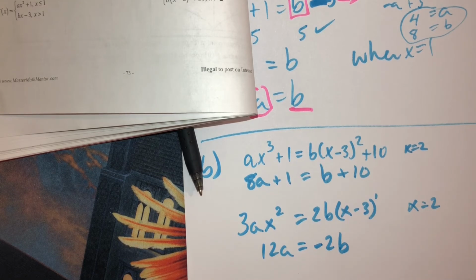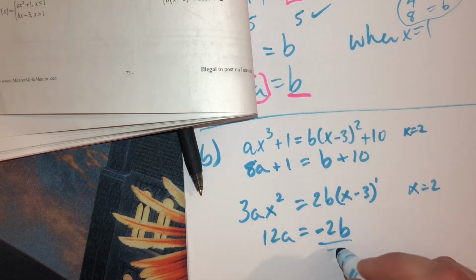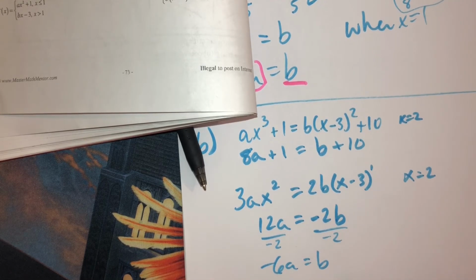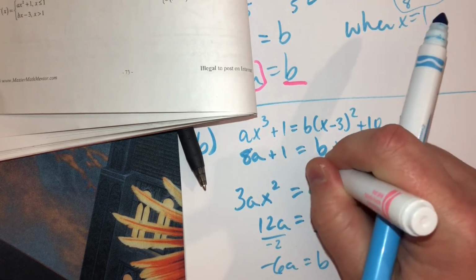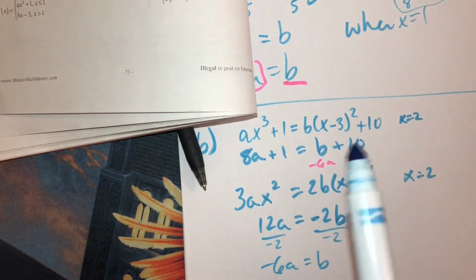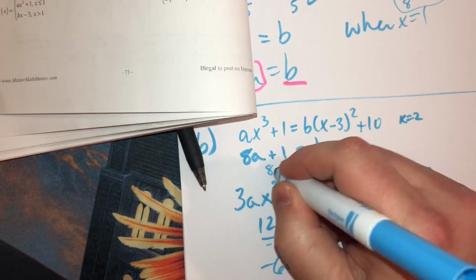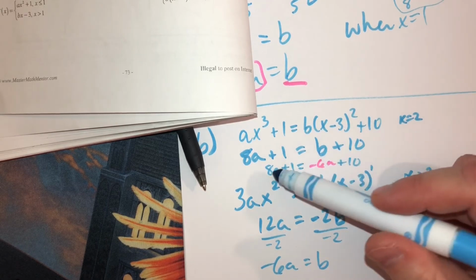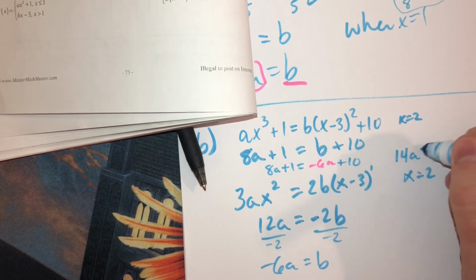So I guess I can solve this one and get b by itself, right? I can divide by negative 2 and get negative 6a is equal to b. So then I can go up here and drop a negative 6a in there. So now we have 8a plus 1 is equal to negative 6a plus 10. I'll add the 6a to both sides and get 14a is equal to 9. So I get a is equal to 9 over 14.